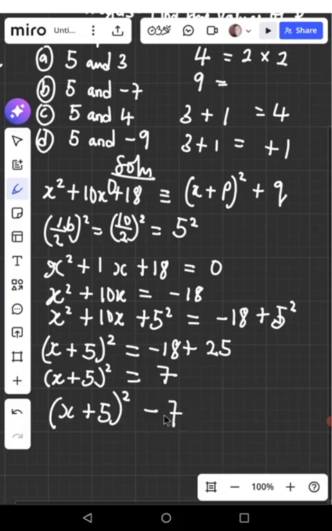Now if you compare our last expression with this, you can see from there that p equals 5 and q equals minus 7. So that is how to solve that. The correct option is option B. All right.